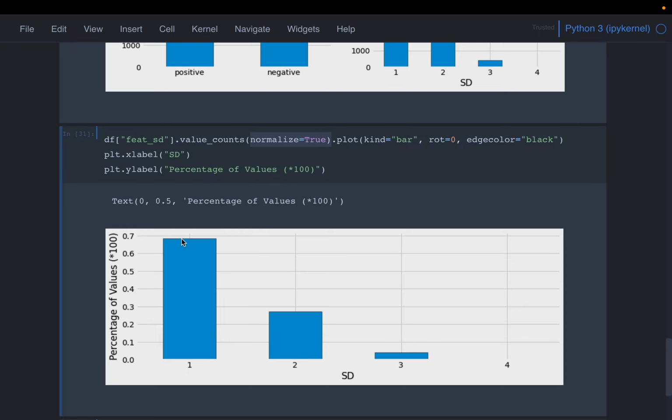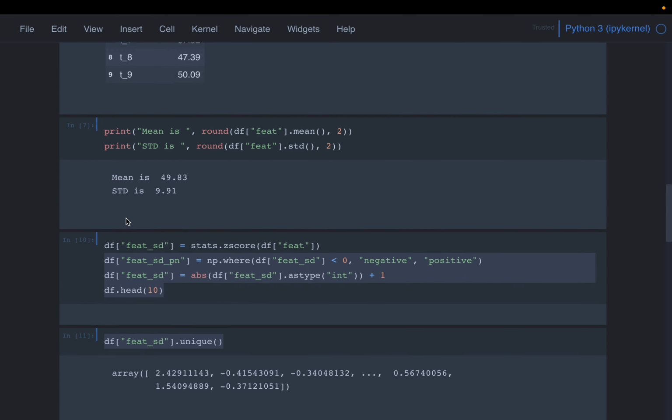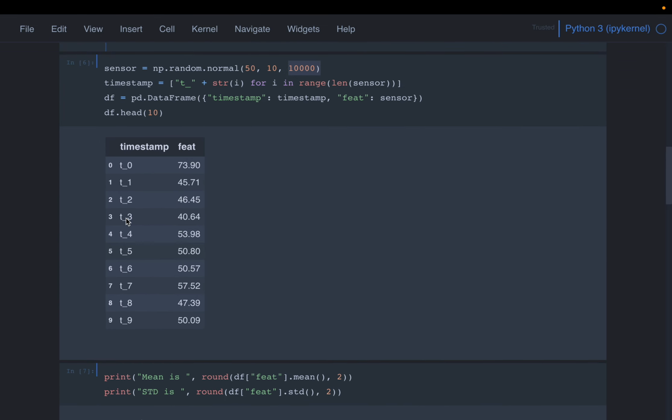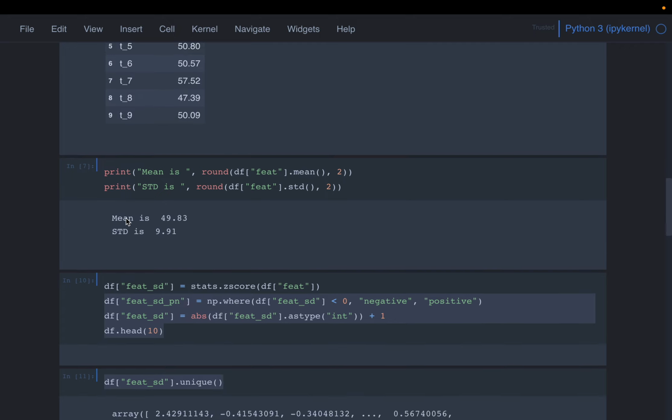So 68% of the values are here, maybe some 28% of the values are in this 2 sigma region, 27%, and then a couple of percent, around 3%, are in this 3 sigma, and a very small fraction, less than 1%, are within this 4 sigma distance. Okay. All right, that's the feature.